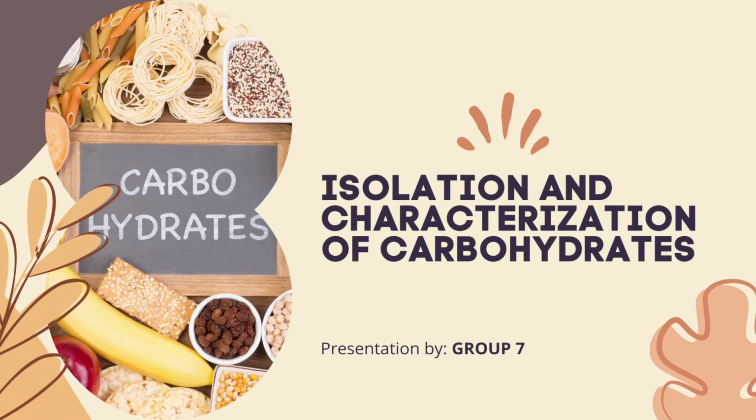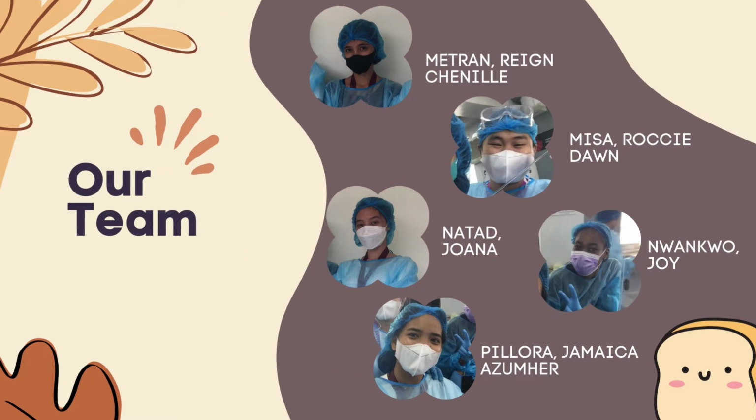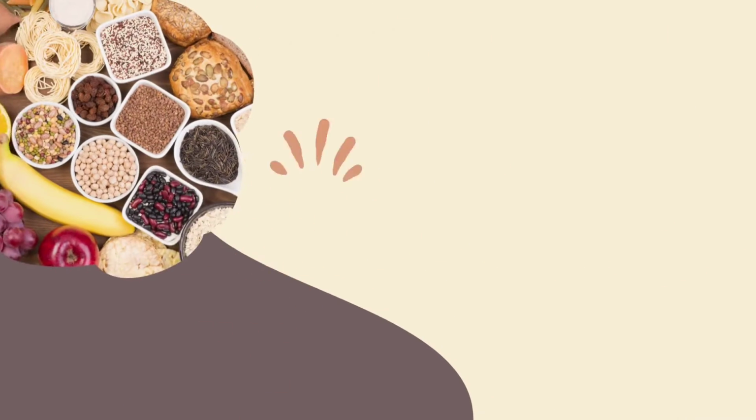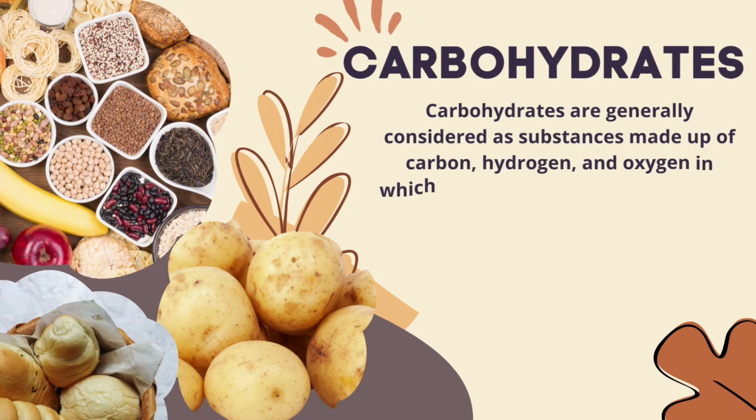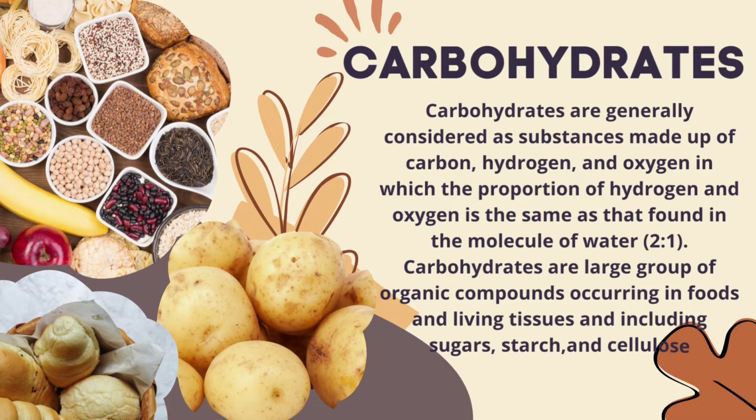Isolation and characterization of carbohydrates. Carbohydrates are generally considered as substances made up of carbon, hydrogen, and oxygen in which the proportion of hydrogen and oxygen is the same as that found in the molecule of water. Carbohydrates are large groups of organic compounds occurring in food and living tissues and including sugar, starch, and cellulose.